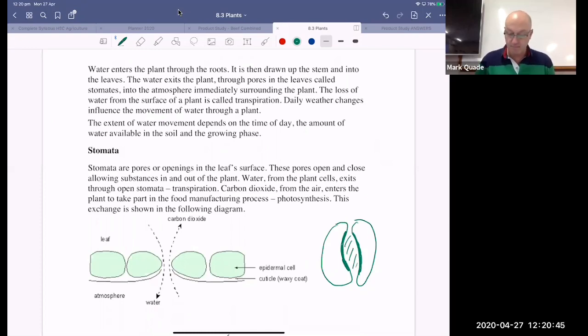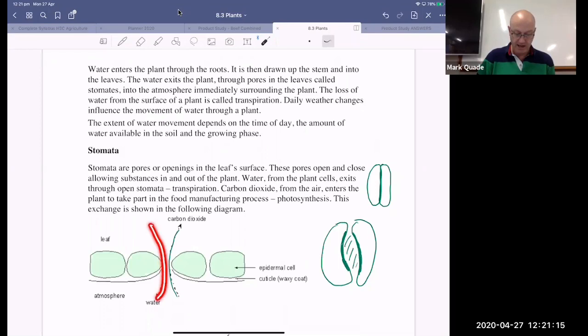Now, when these cells become less full of water, we have the cells flat against each other like that, okay? So they don't let any water out. So it's a really clever adaptation for the plants to maintain their water, okay? So we have carbon dioxide going in and we have water going out. Carbon dioxide in and water out through these pores in the leaves.